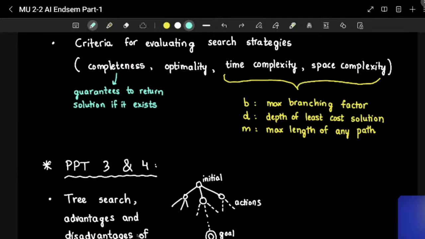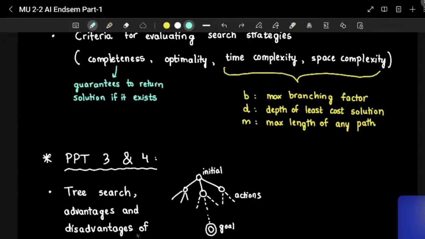Time complexity and space complexity depend on the implementation. There are three letters. B is the max branching factor. Essentially, it's the most number of children that a node has. That is the max branching factor. Then D is the depth of the least cost solution.